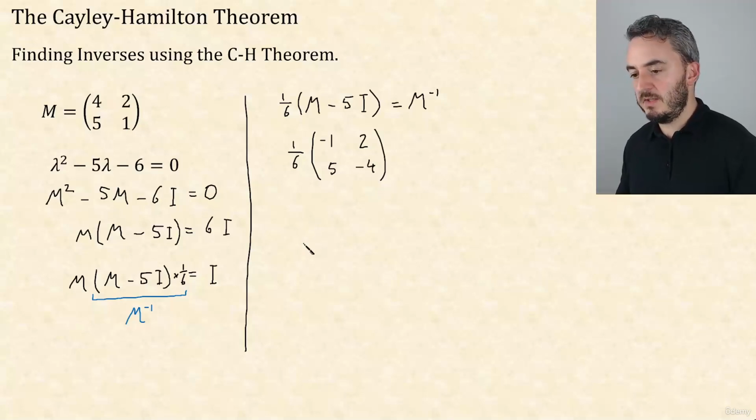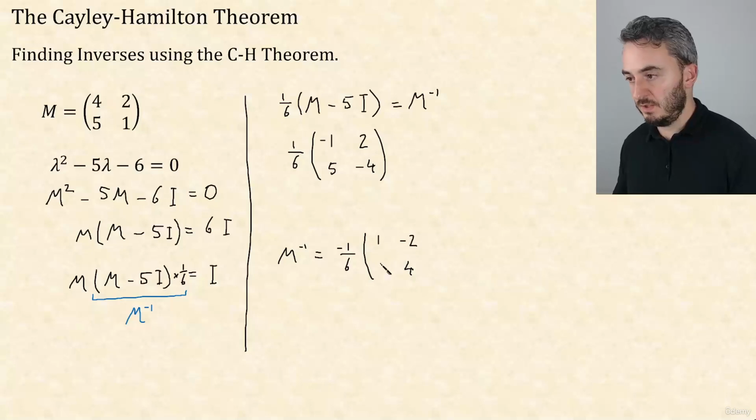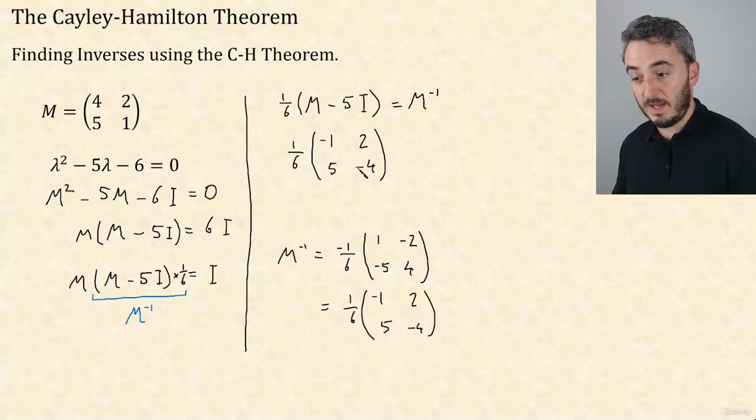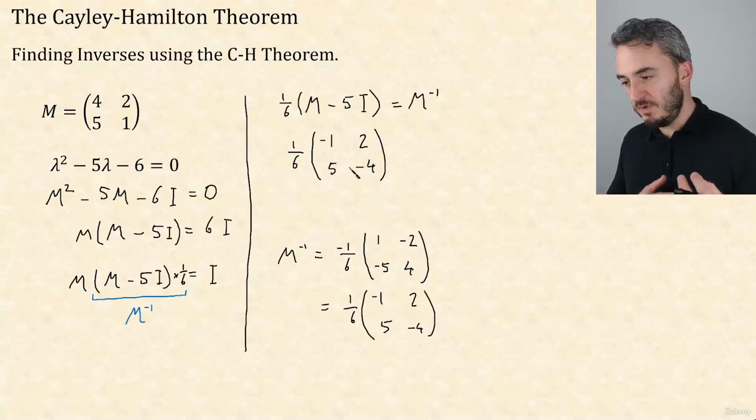Well, let's see. How would we find the inverse normally? Well, we'd say the inverse is 1 over the determinant. The determinant is 4 minus 10, so that's minus 6, so minus 1 over 6. And normally what we'd do is we'd swap these round, so 1, 4, we'd make these two negative, so minus 2, minus 5. And lo and behold, these are the same, because if I bring that negative inside, I've got 1/6 of minus 1, 2, 5, minus 4. And so it works. So it's really, really clever.